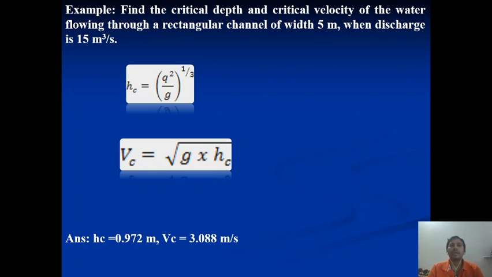Find the critical depth and critical velocity of the water flowing through a rectangular channel of 5 meter width, and the discharge is 15 meter cube per second. So here two values are given, but the important part is that you have to read the first line, which is about finding the critical depth and critical velocity. In this example you can find the values with the help of the numerical equation, but in the examination sometimes they mention that you also plot the graph and show where the critical velocity coincides.